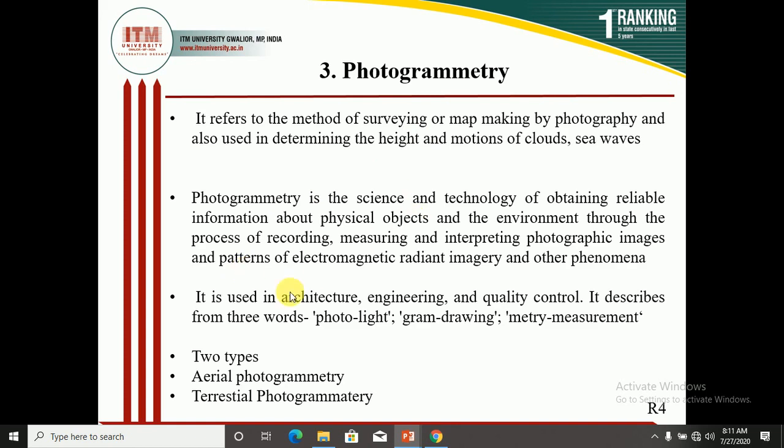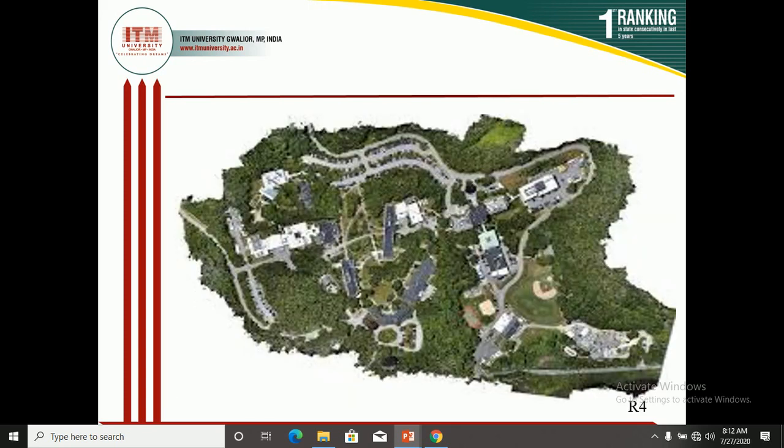Photogrammetry is basically of two types. First one is aerial photogrammetry and second one is terrestrial photogrammetry. Whenever photos and pictures are taken with the help of aircraft from the aerial view, it is considered aerial photogrammetry. And when the pictures are taken from the ground level with the help of a tripod stand or any mounted structure or pole, then it is considered terrestrial photogrammetry. Here is an example of a photogrammetric picture taken from aerial photogrammetry.